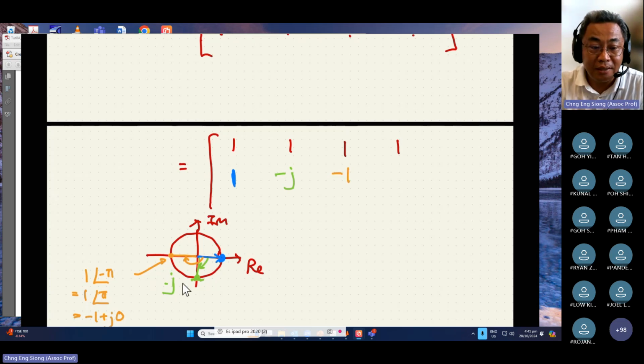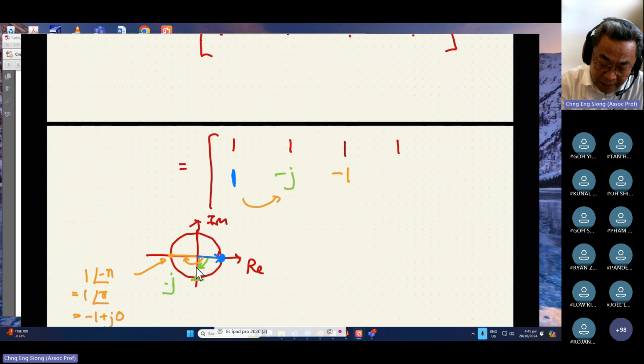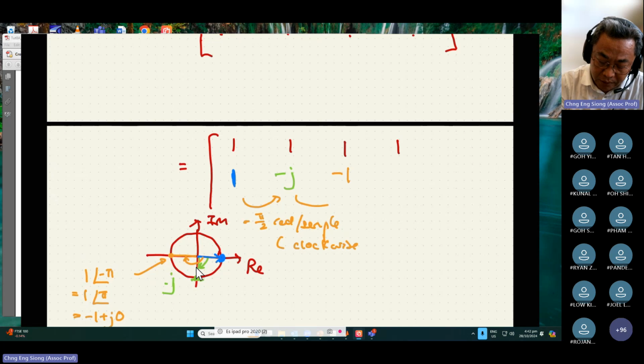So where do you think the last guy is? You already see a pattern. We begin with the blue. We're moving from here to here. We're moving by pi over 2 radian per sample. Minus pi over 2, so we are moving clockwise. Here to here, same. So every step, we're moving by minus pi over 2. Can you see the blue to the green? Minus pi over 2. The green to the orange? Minus pi over 2. So the last one, I guess you should be able to guess it by now. We move here. It should be plus j.